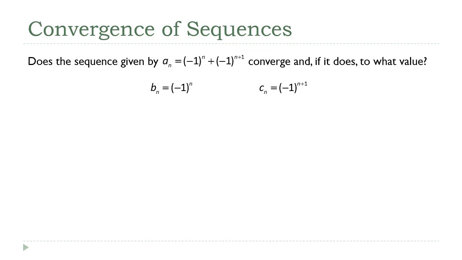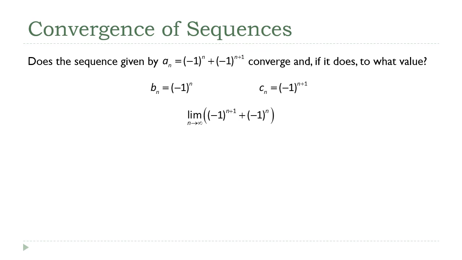We saw in the lecture that B sub n diverges, and you can use a practically identical argument to show that C sub n diverges, right? But when you add them together, here's what's going to happen. To determine convergence, we need to take the limit as n approaches infinity of the nth term of the sequence, which is this limit here.